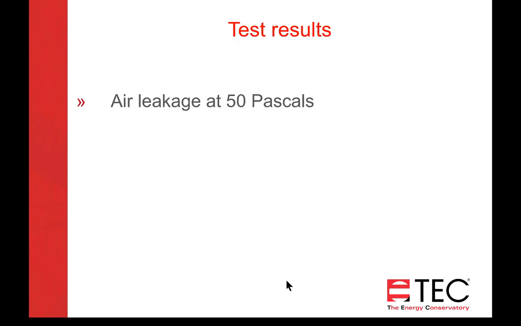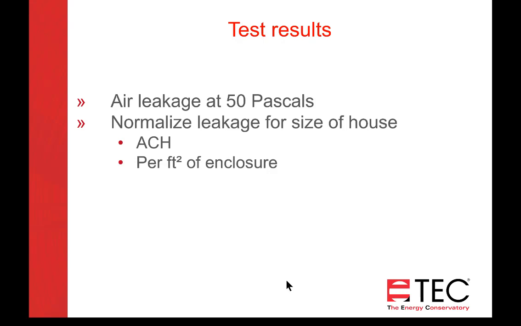So test results, you'll get an air leakage at 50 pascals, which is what we're most interested in. We showed an air change per hour, and the formula to calculate air change per hour is the CFM at 50 results times 60, because you're converting air changes per hour to air changes per minute, and there's 60 minutes in an hour. So your CFM 50 times 60 divided by the volume. That's what air changes per hour is.